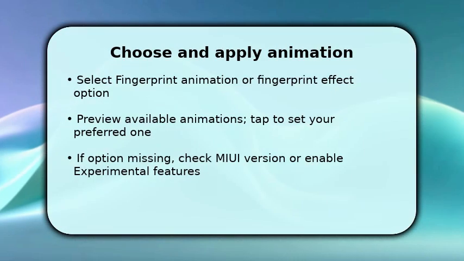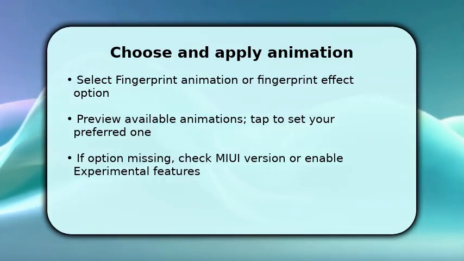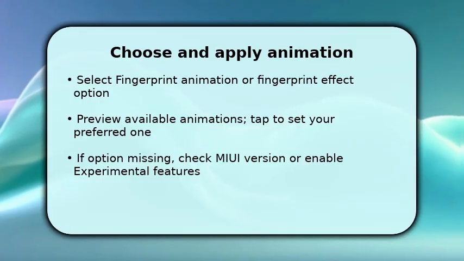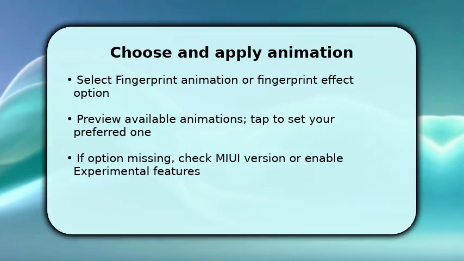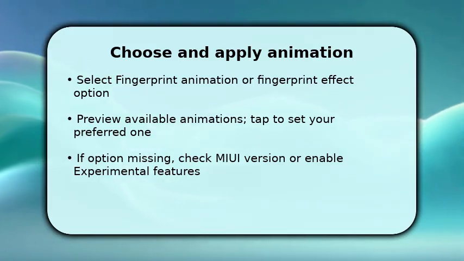Once on the fingerprint page, look for fingerprint animation or fingerprint effect. Different MIUI versions label it slightly differently. Tap that option to open a gallery of animations, then preview them by touching each thumbnail so you can see the visual and duration. You apply one by tapping Set or Done.